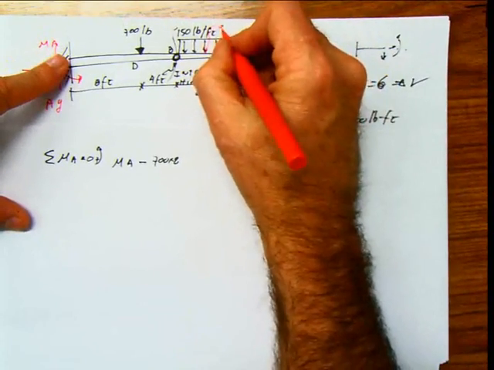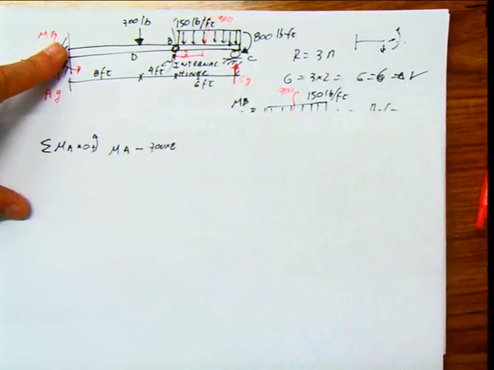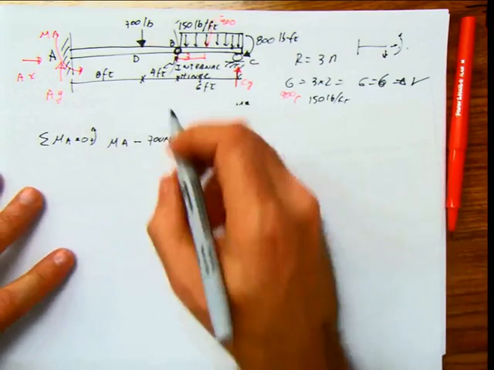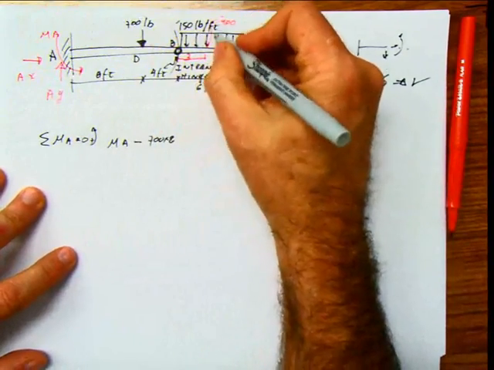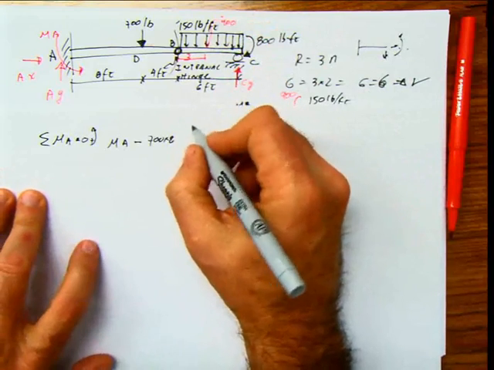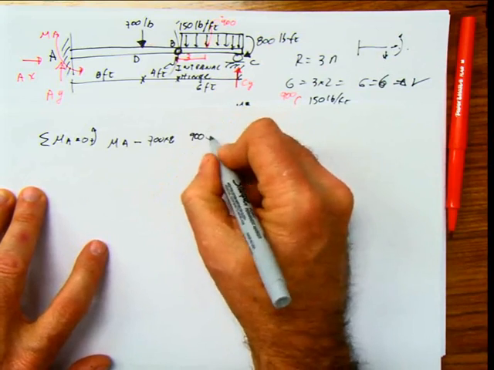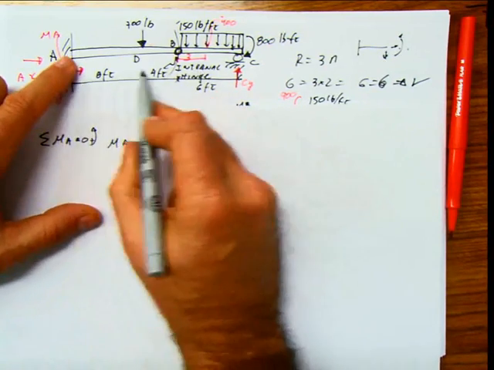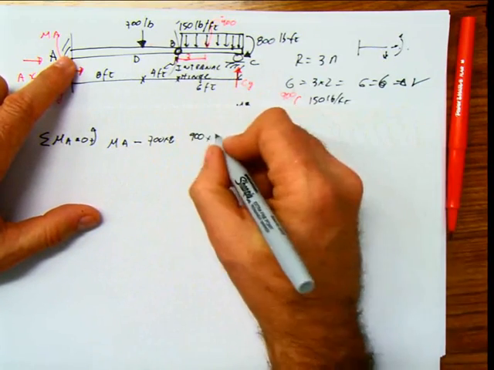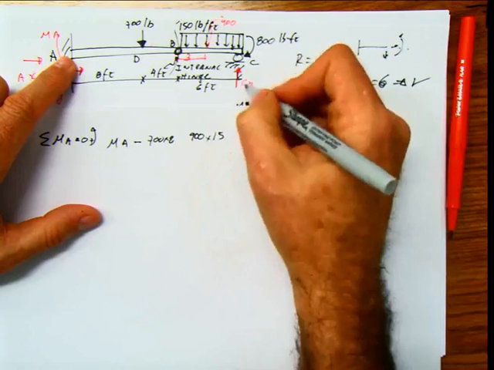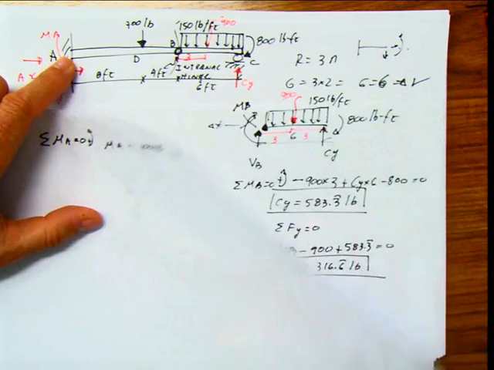And this value we calculated before, it was 900. And we say that the distance here was 3. So then MA is negative 700, and then I have this force here of 900 times the distance from here to here, which is 8 plus 4 plus 3. 8 plus 4, 12, plus 3, 15. Now Cy positive, and Cy we calculated as 583.3.